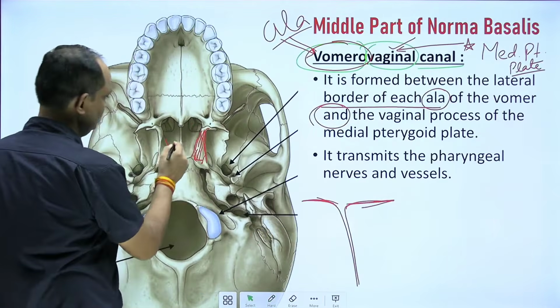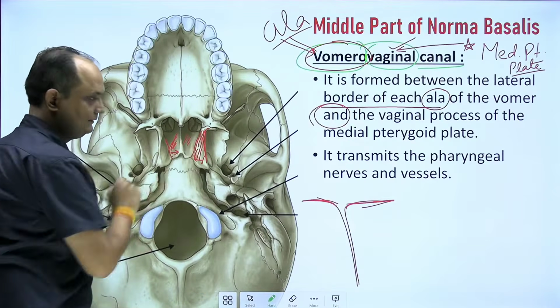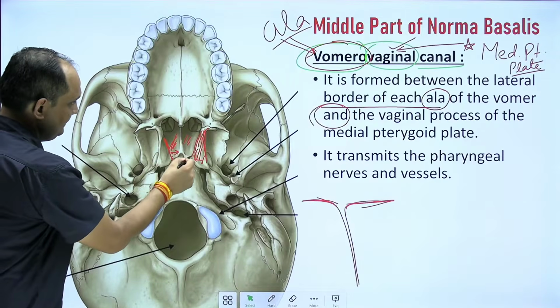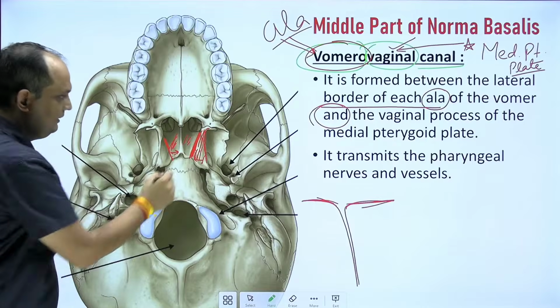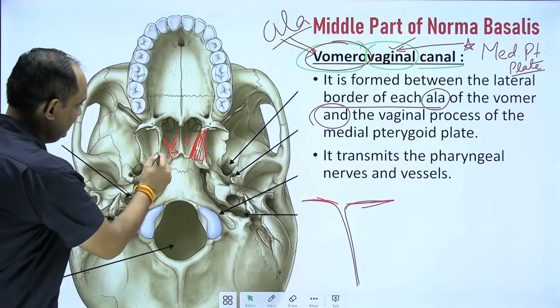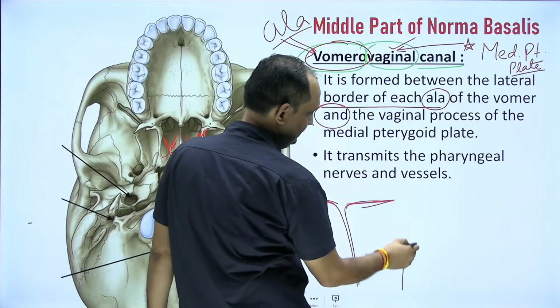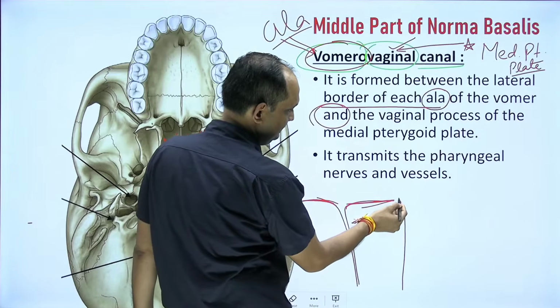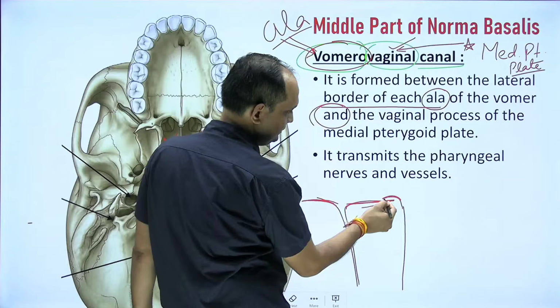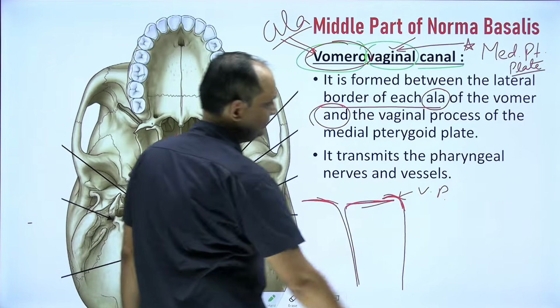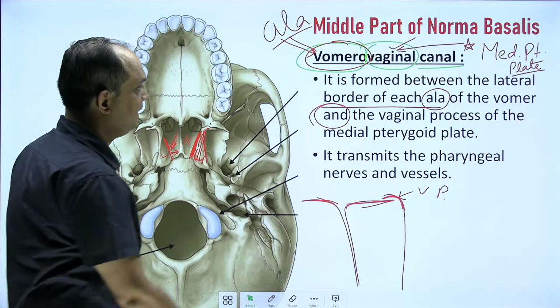So these are the two ala. This is the one side, this is the another side. Now here is a junction. You are able to appreciate a junction when you are having a dry bone, and you will find that here is a medial pterygoid plate. Now this pterygoid plate is giving a small projection. This projection is known as vaginal process of medial pterygoid plate.